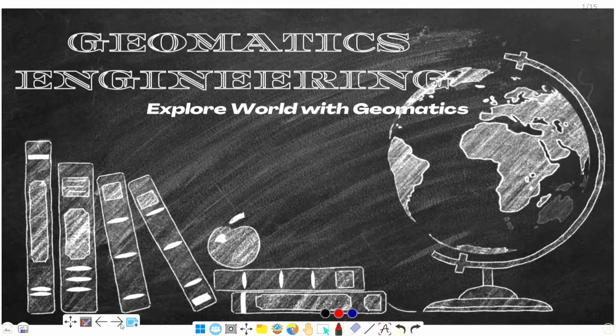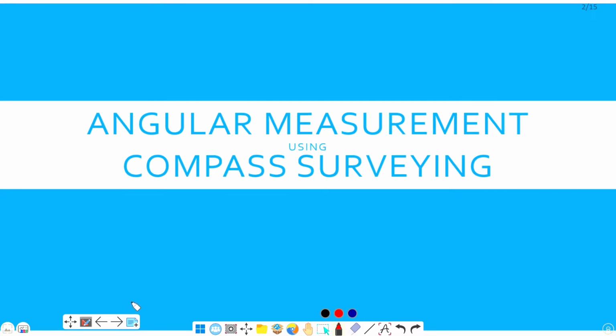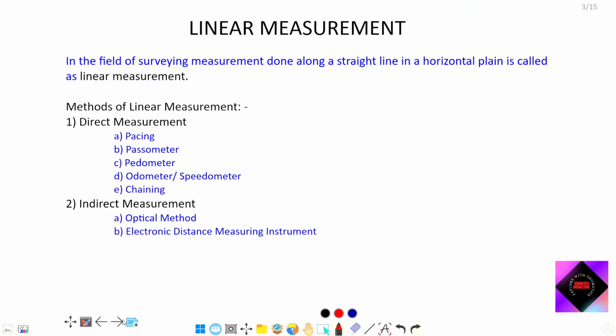So in this video, we are going to see angular measurement using compass surveying. Before starting our angular measurement portion, I will talk about linear measurement. A little discussion we will do, because linear measurement is not in our syllabus in depth. We will just see what linear measurement is and what the methods of linear measurement are.